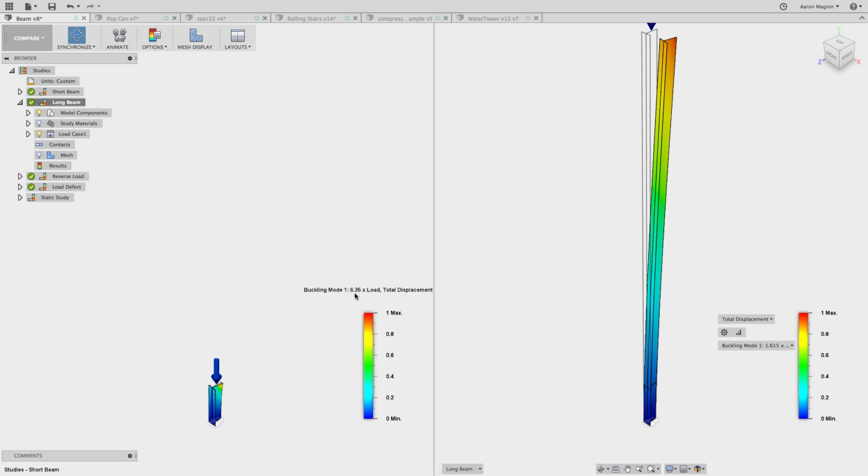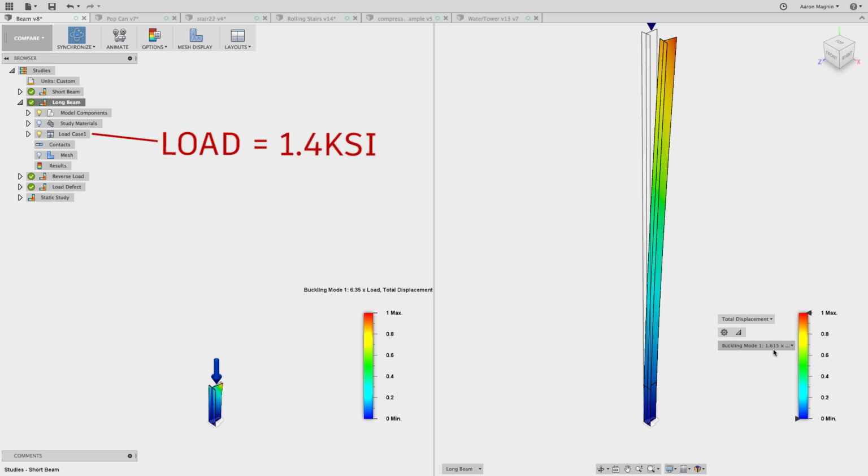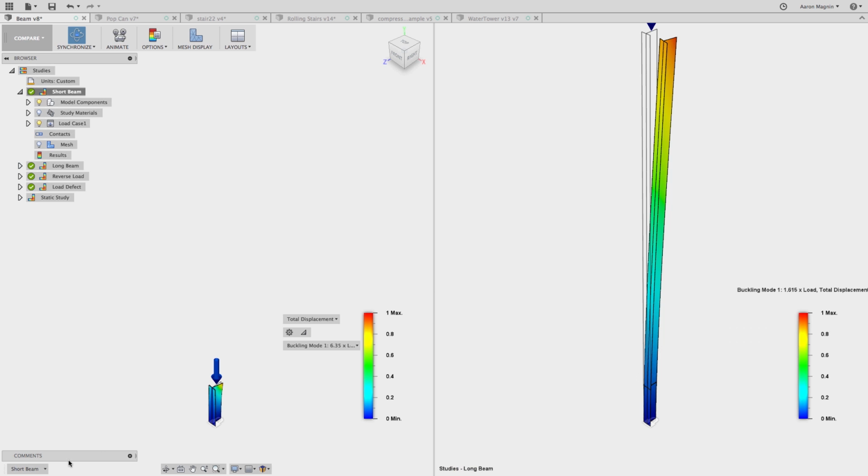For the short case, this factor is at 6.35, and for the long case, it's at 1.6. So what does that mean? Well, it means that in order to get this to buckle, the load in the setup would need to be multiplied more than 6 times for the short case and almost 2 times in the long version. Considering the original value of 1.4 KSI, this translates to a 3-ton difference between these two cases. So yes, the longer this beam gets, the more prone it is to failing due to buckling.